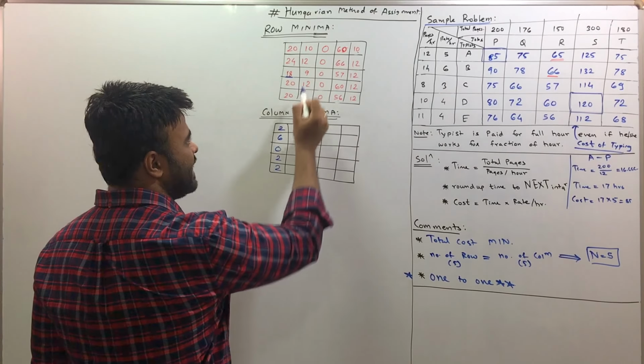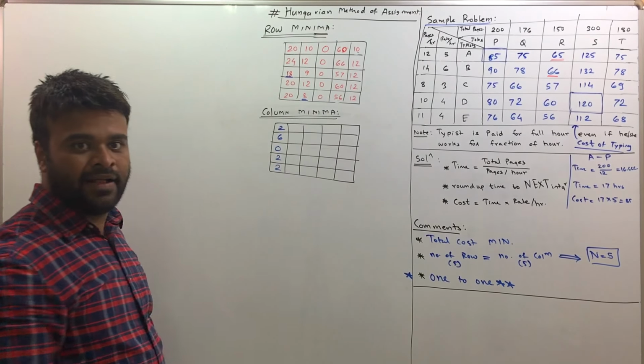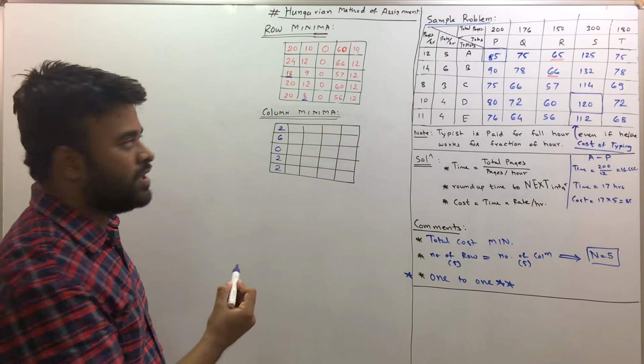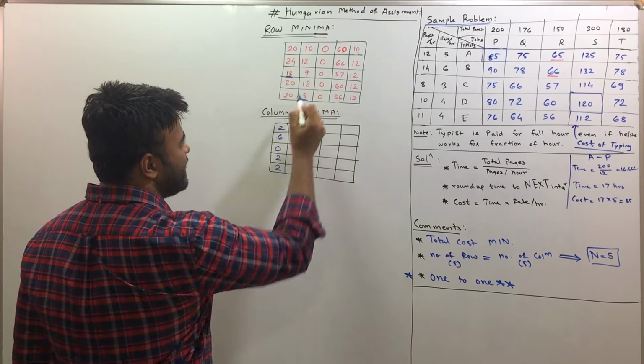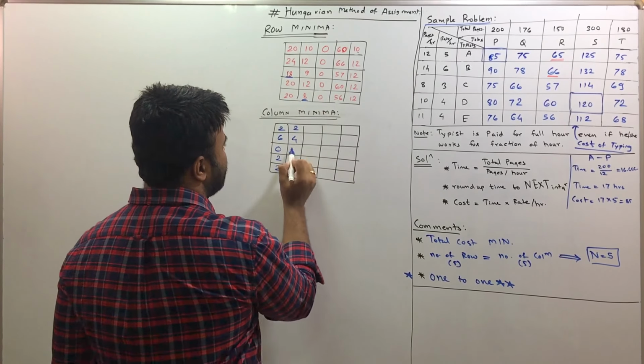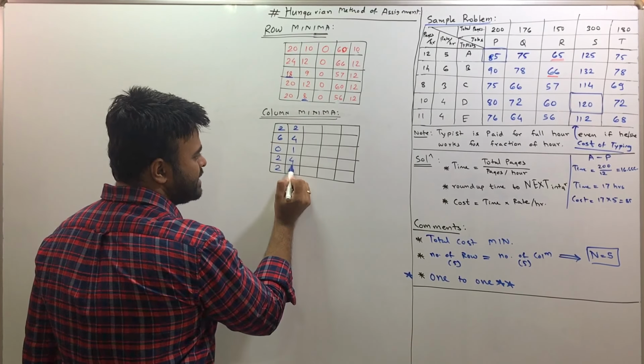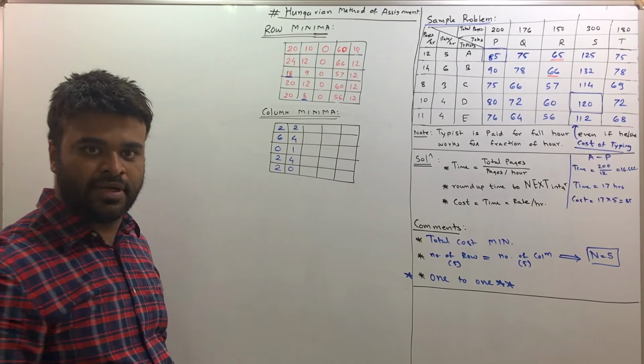The smallest number of the next column is 8. Now subtract 8 from every value. So you get 2, 10 minus 8, 12 minus 8 is 4. 9 minus 8 is 1. 12 minus 8 is 4. 8 minus 8 is 0.